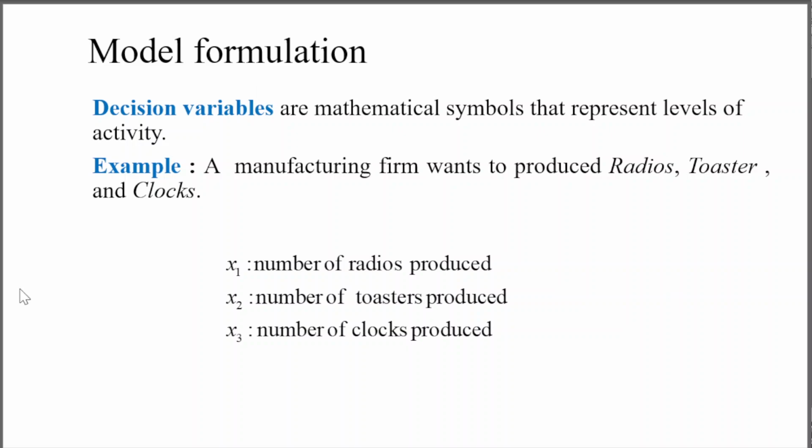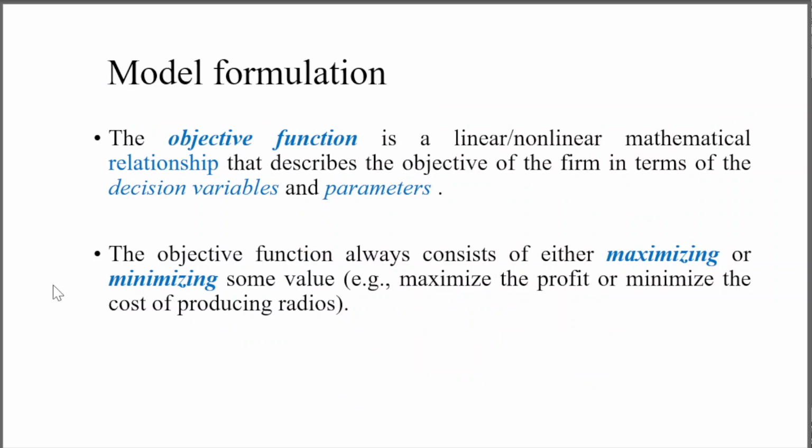Objective function. The objective function is a linear or nonlinear mathematical relationship that describes the objective of the firm in terms of decision variables and parameters. In fact, it is a relationship between dependent variable and independent variables. For example, if we are going to optimize the total cost, the total cost is a function of production. So total cost will depend on the different products being produced within the firm. So we can develop a relationship in the form of a linear equation. That linear equation is called the objective function, and this linear equation needs to be minimized or maximized.